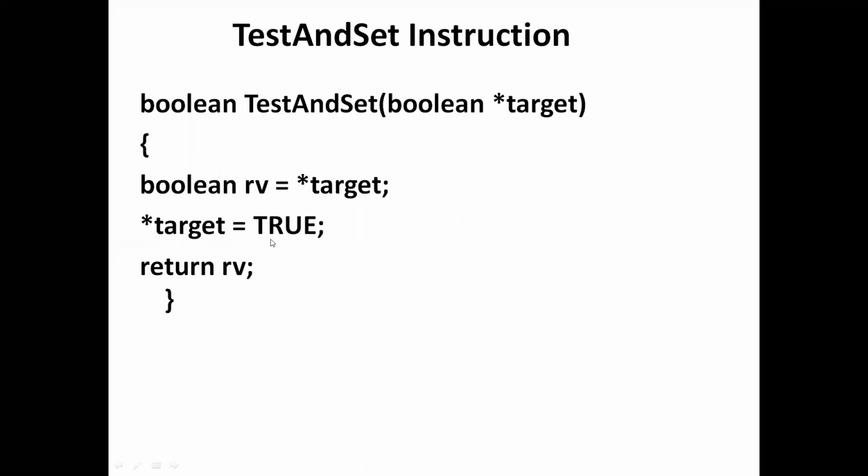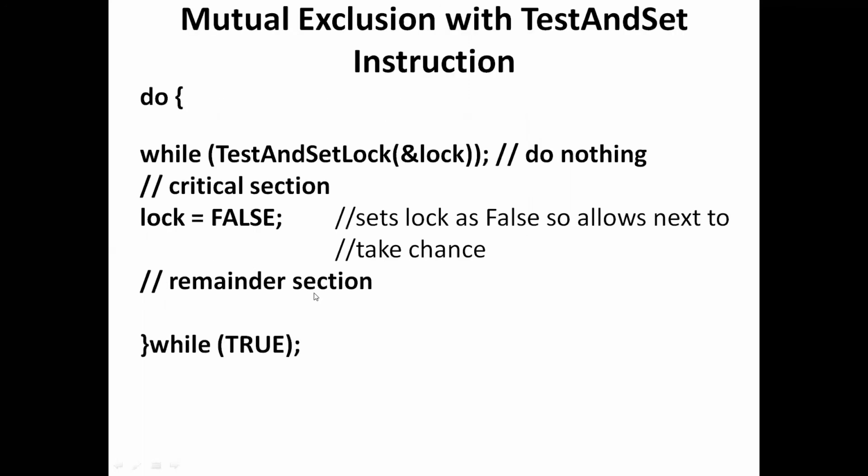Then we are modifying the value in that memory location. Initially it was false, and we modify it to true by using the statement target equal to true. After that we return RV. What value does RV hold now? RV holds false, and that false we are returning. If this statement returns false, the while condition is false, so control comes out of the while loop and the process will execute the critical section.